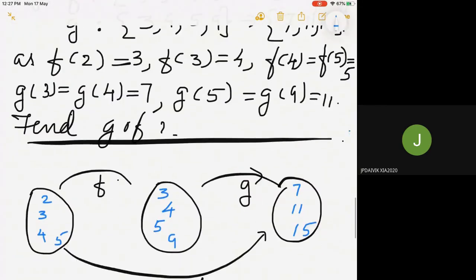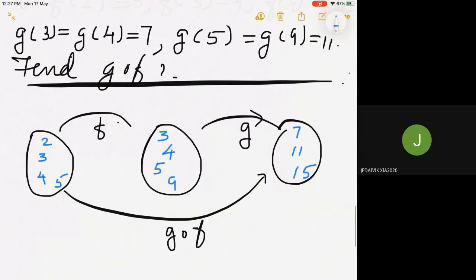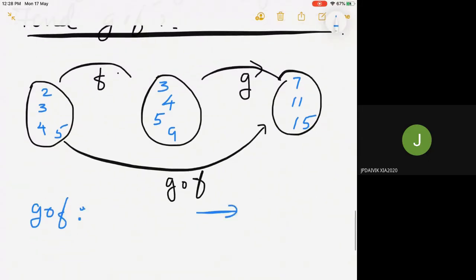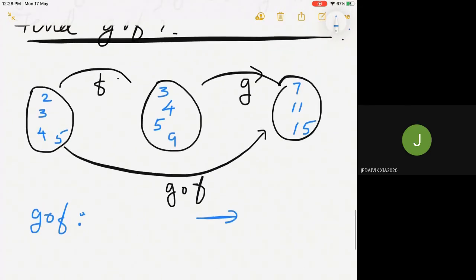See, g dot f is defined from word to word. Because your question is find g dot f. Find g dot f means for any function there are two parts. One is you have to say g dot f is defined from word to word, and another part you will write the images. So first of all, from word to word g dot f is defined. It is defined from, which is a domain of g dot f.